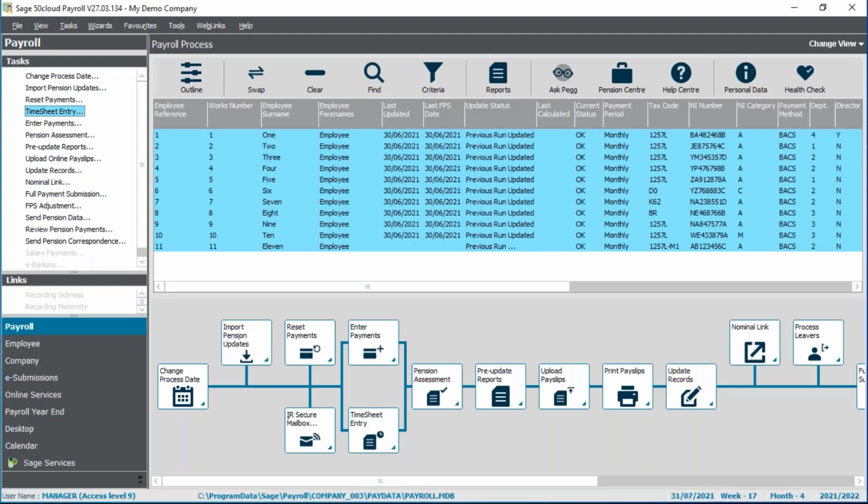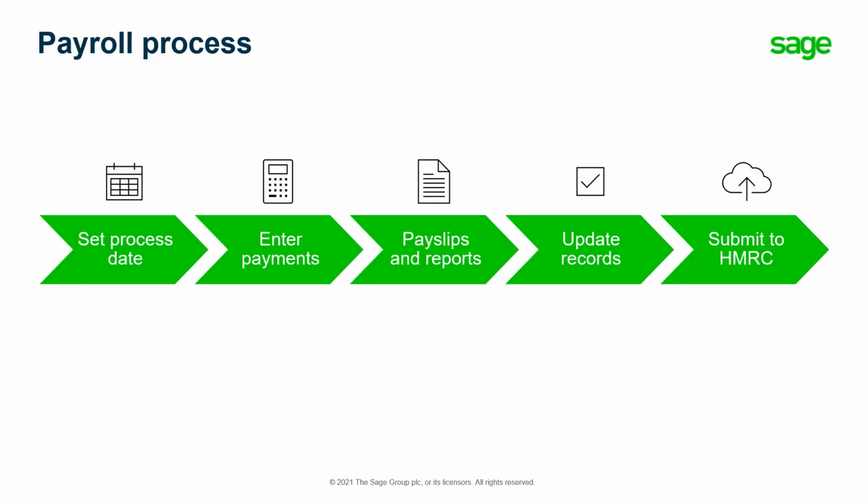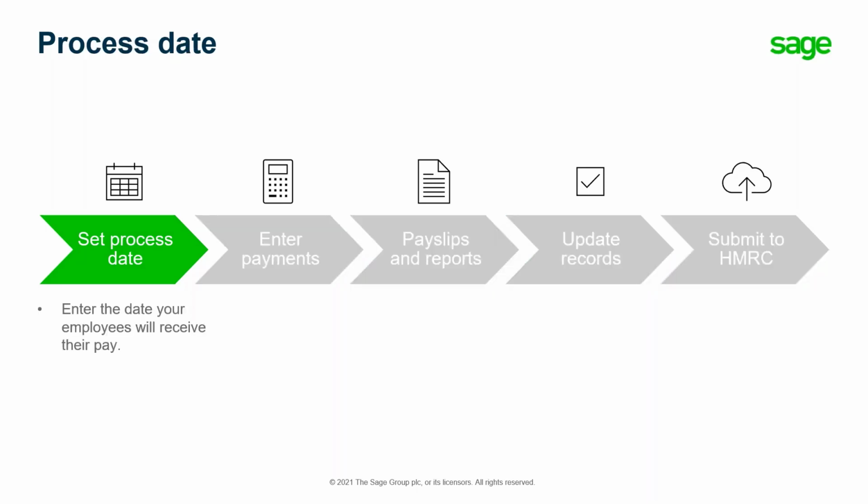So that is the data entry complete. Let's give you a bit of a recap back on the slides of where we're up to in the process. We started by setting the process date. This should be the date the employees will receive their pay. If the usual pay date lands on a non-banking day, you would still report that as the pay date, but you would send your submission on the earlier date that the employees are paid.